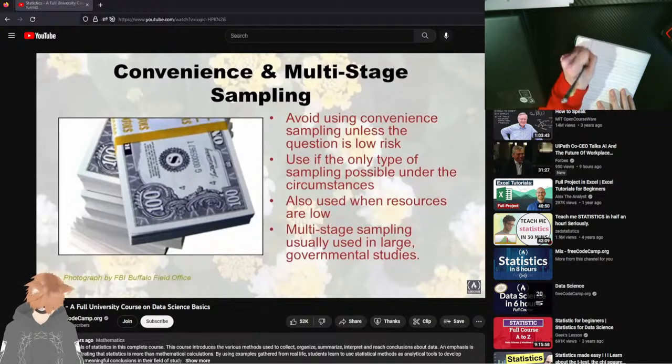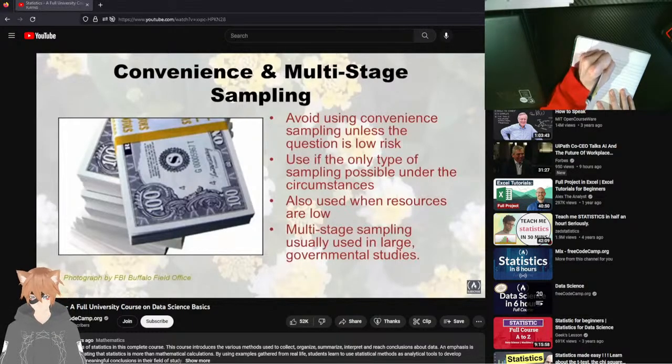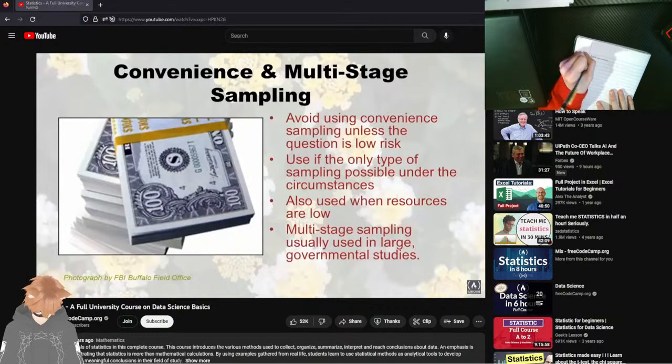With respect to convenience sampling, you want to avoid using it unless it's really low risk. And you also want to avoid it unless it's really the only type of sampling possible under the circumstances. When you have patients with a very rare disease, probably convenience sampling from your rare disease clinic. It's also used when resources are low. And so those are a few good reasons to try to use convenience sampling. It's really something that you want to use only if it's the thing you're stuck with. It's much better to look towards these other sampling approaches I described.